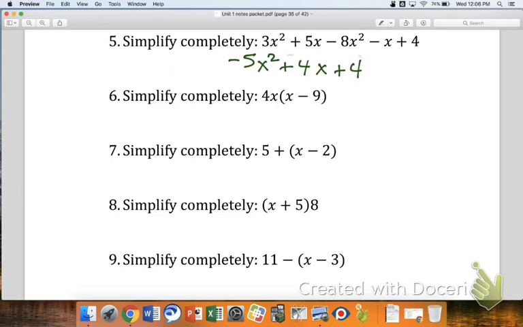Ava asked a good question. Are there others? Brought up some good points. Okay, fair enough. Take a look then, please, at number 6. 4x parentheses x minus 9. Joe, what do you think? I think it's 4x squared minus 36. 4x squared minus 36. What do the rest of you guys think?